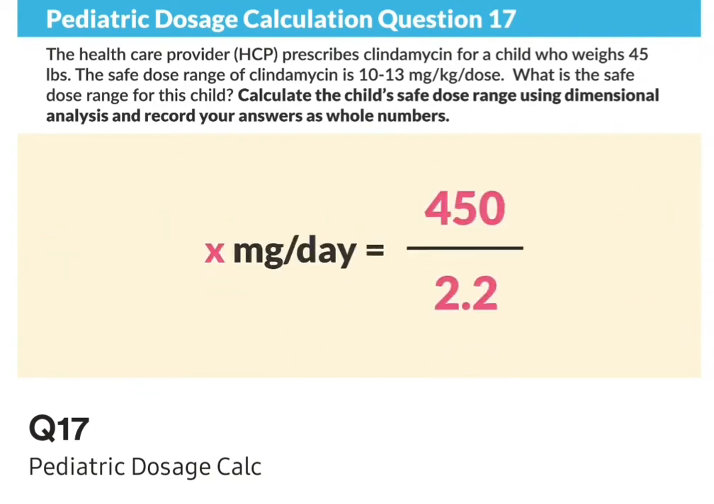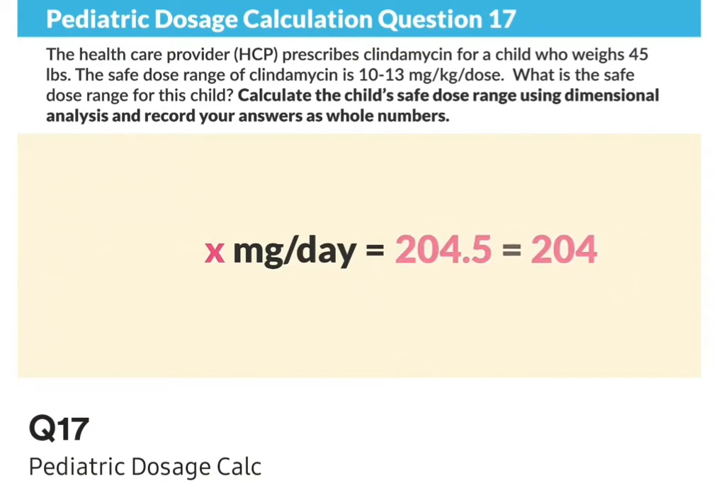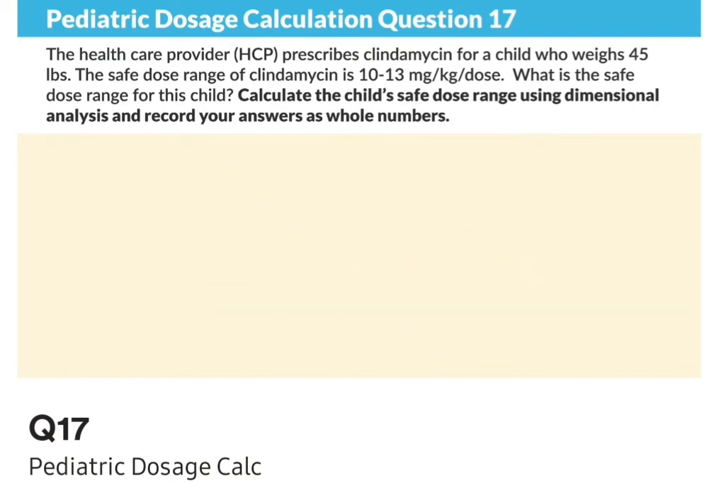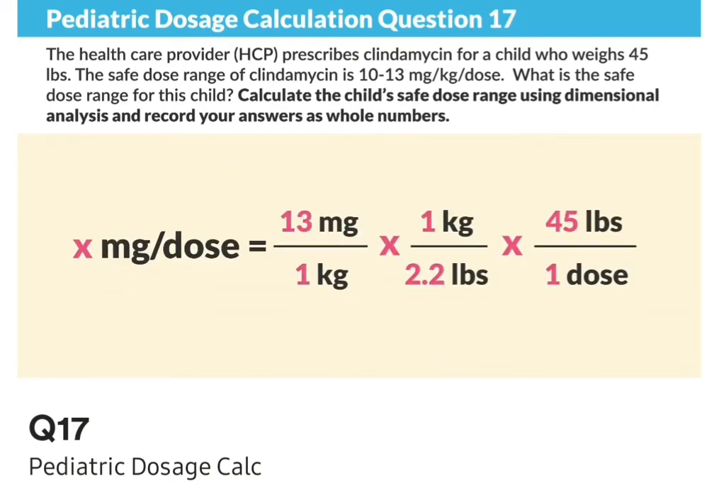So 450 over 2.2. And we get the grand total of 204.5. Now, I know it's super tempting to round up, but we don't want to do that with pediatric questions. All right, now let's solve for the higher end dose. So we're doing exactly the same thing we just did. We're just plugging in one new number.